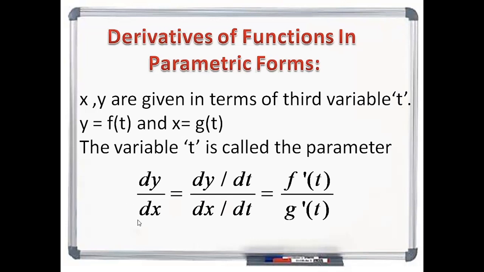So we take the derivative of this type of function. We calculate dy over dx of this type of function as dy over dt over dx over dt. So dy over dt is f dash t because y is the function f, and dx over dt is g dash t, the derivative of the function g.